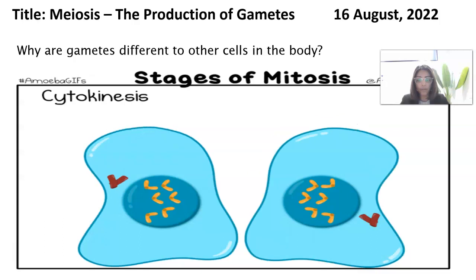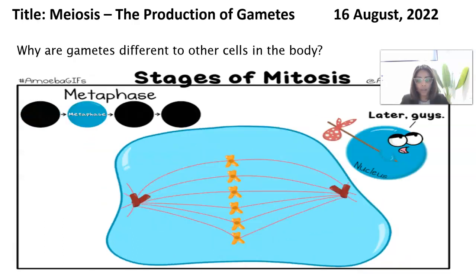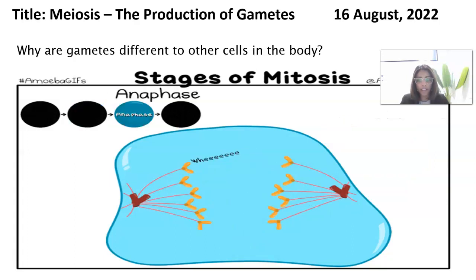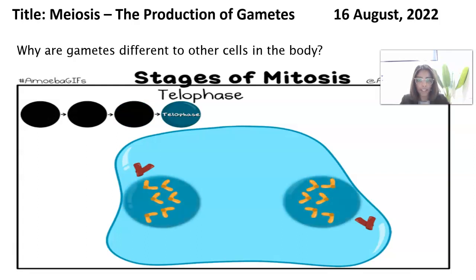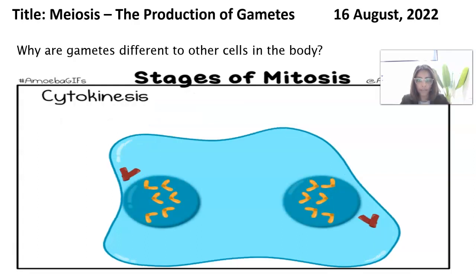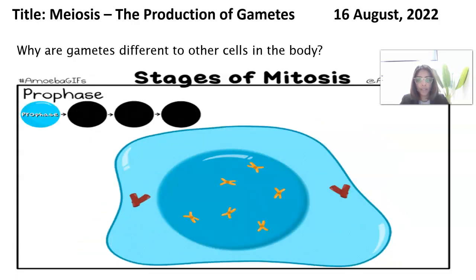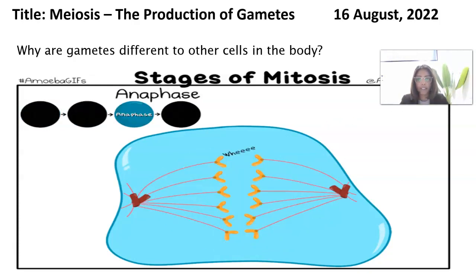And just to start you off, I've put this animation up of the stages of mitosis just to remind you what's happening here. So we have DNA replication, then we have prophase, metaphase, anaphase, and telophase, resulting in cytokinesis, which is happening now. And as a result, we have two identical daughter cells with the exact same number of chromosomes as the original.